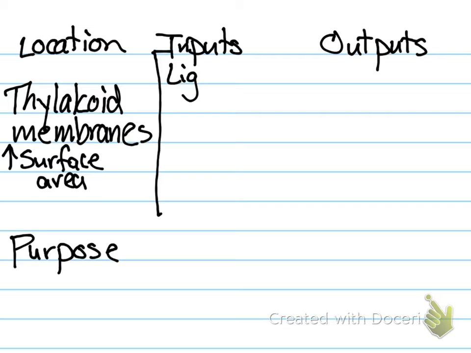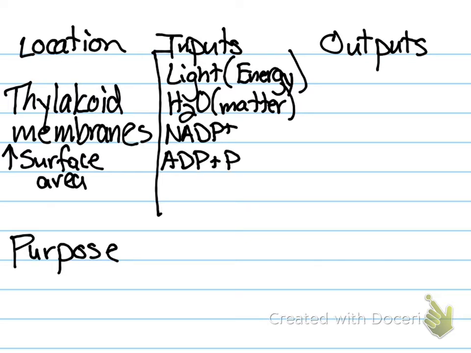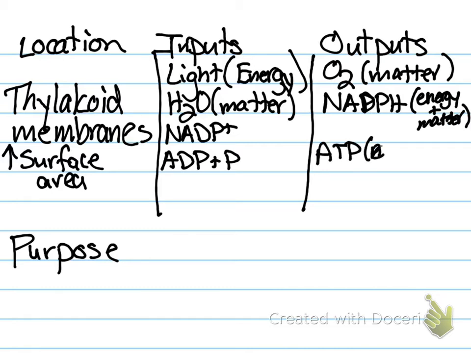We put in light, that was a form of energy. We put in water, which is a form of matter. And technically, we had to put in our NADP plus and some ADP and P. So that phosphate group that's going to get tacked on to create the ATP has to be present in order for this to work. We get out of it O2, which is a form of matter. We get out our NADPH, which is carrying some energy. And we get out our ATP, which is also a form of energy.